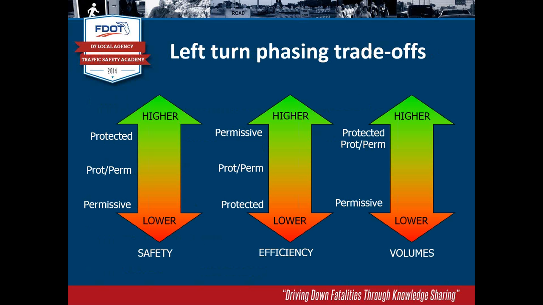And again, going back to this, we know that protected is much safer, but protected is also a lot less efficient typically. Permissive is much better in terms of efficiency, but safety is much lower. So again, you've got to balance those considerations as you're choosing which type of phasing do I want, and which order do I want these phases to appear in. So these are some of the factors that need to be considered.